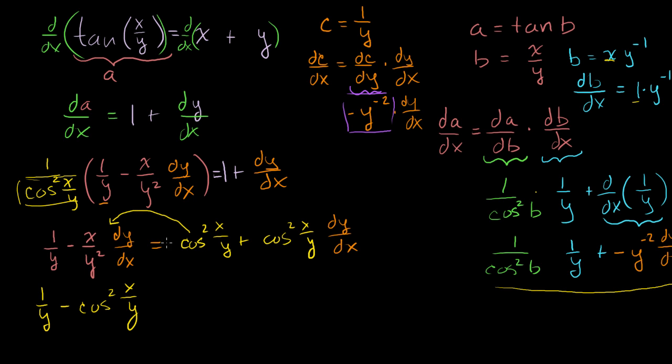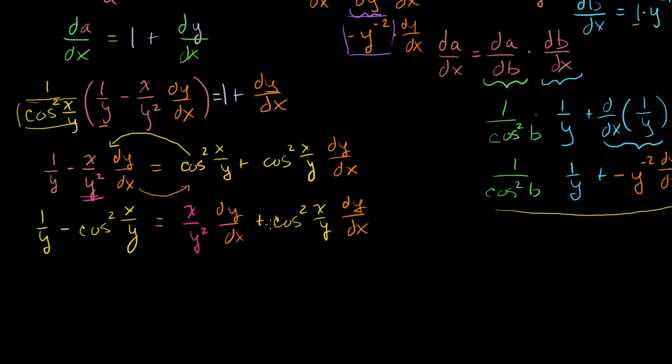And what I'm trying to do is separate the non-dy dx terms from the dy dx terms. So I want to bring this dy dx term over to the right-hand side. So let me add x over y squared dy dx to both sides. So then that is equal to x over y, and let me write that in the color that I originally wrote it in, a slightly different color. So that is x over y squared. I'll write the dy dx in orange. Dy dx. And then you have this term plus cosine squared of x over y dy dx. I think we're in the home stretch.